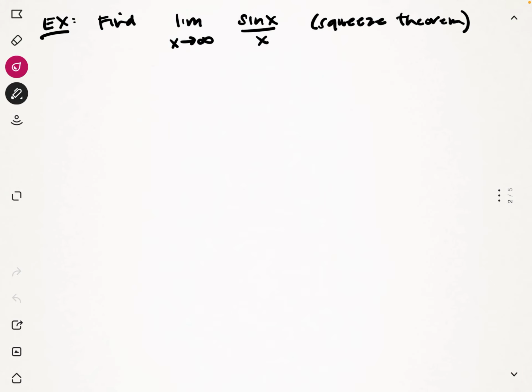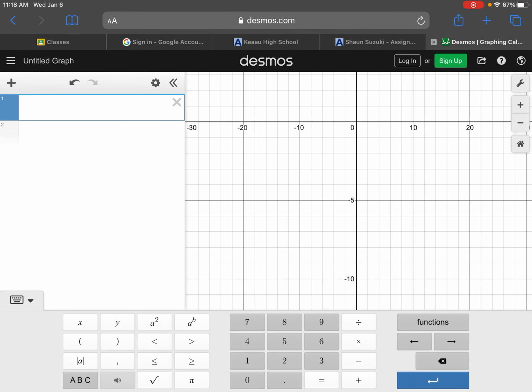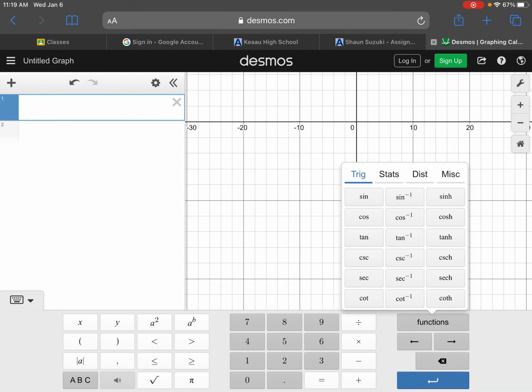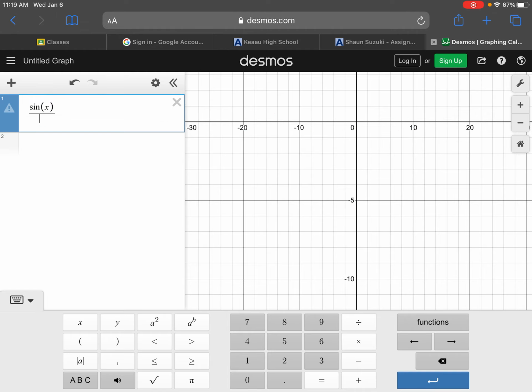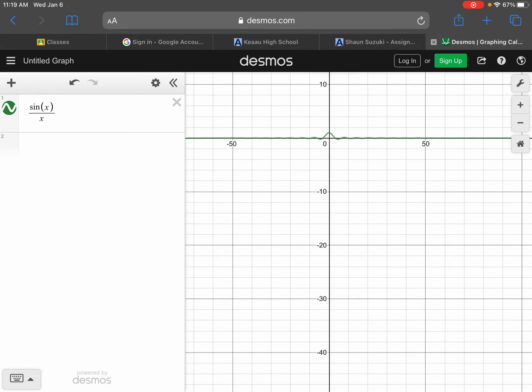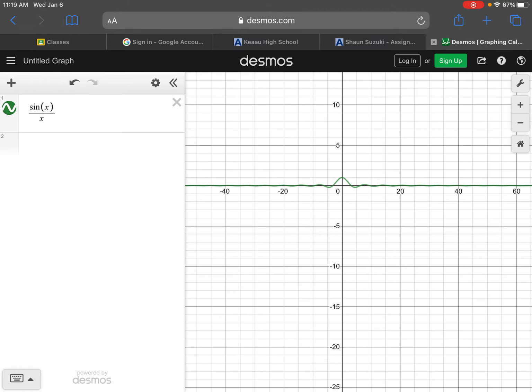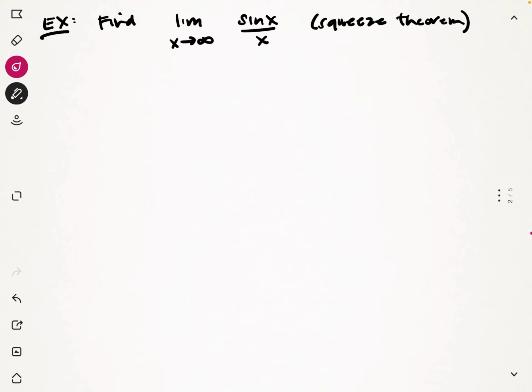Okay, this time let's do the squeeze theorem. You could graph this and try to check it out. In fact, we can do it now. Let's do sine x over x. Now if we pull this all the way out, it looks like this is approaching 0 as we head to the left and right. So let's just use the squeeze theorem to verify, because we're going to be working on the squeeze theorem and getting better at it.